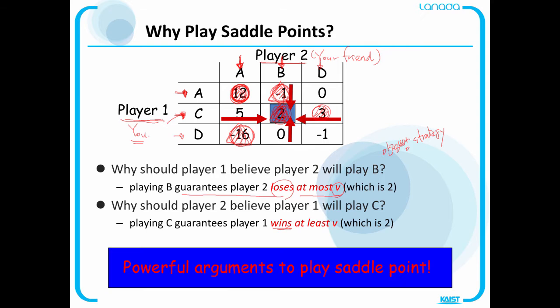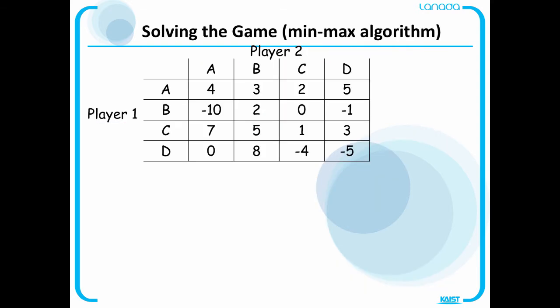Remember, the situation is that player 1 and player 2 cannot talk to each other. They need to select a strategy, and somehow each player should have some belief about how the other player will play. The belief behind choosing the saddle point is as follows. Let me formalize this argument using a different game, through which we can develop an algorithm called the minimax algorithm to compute the saddle point in a finite case.